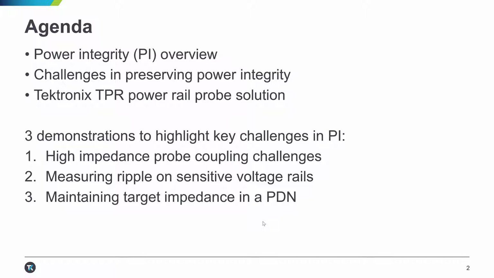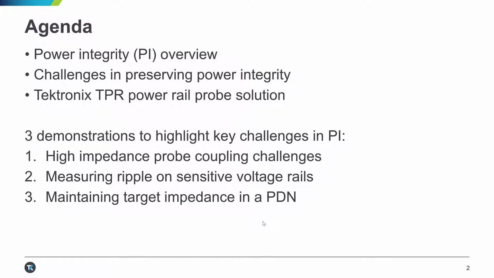And to do that, the demonstrations that I'm going to show today are really going to focus on using a very low noise solution from a scope perspective, but also it's going to feature our TPR power rail probe. And we'll talk a little bit more about what this probe is really ideal for, and how it can be used to help identify power integrity problems. So the three demonstrations that I'm going to highlight today are first going to focus on making high impedance probe coupling challenges. So the difference in making measurements using AC versus DC reject or DC coupling.